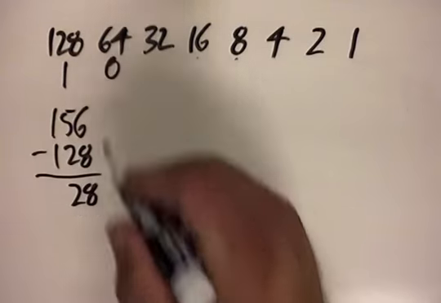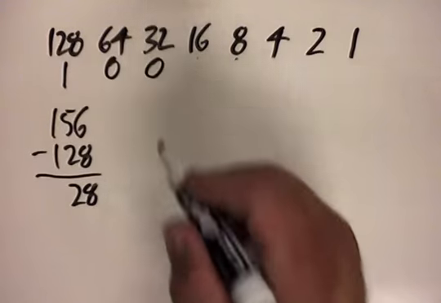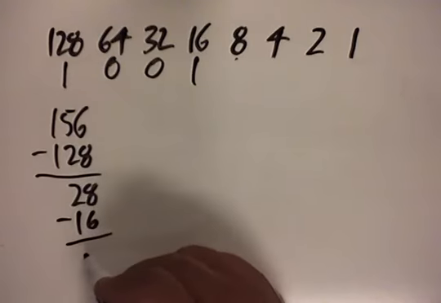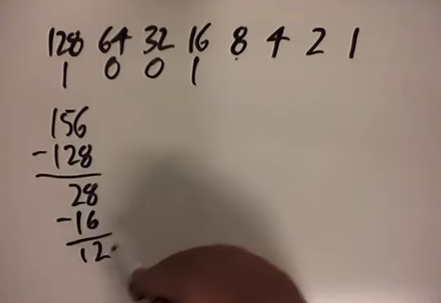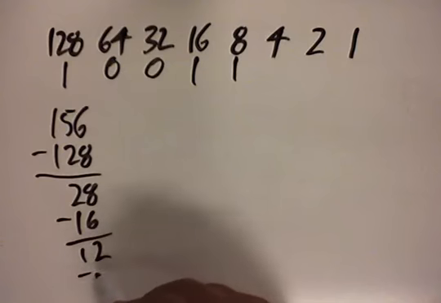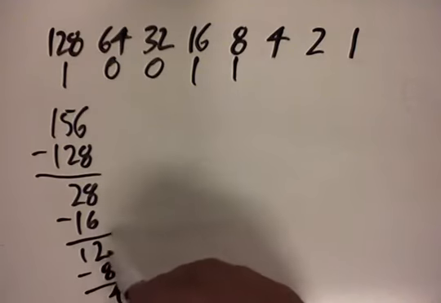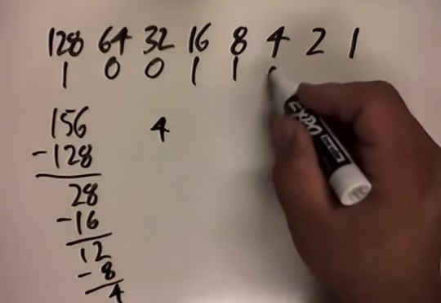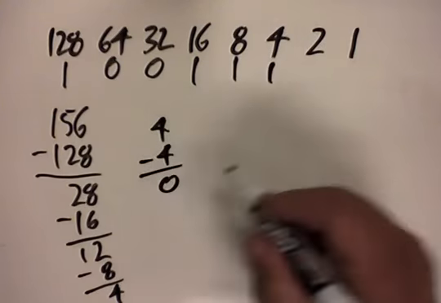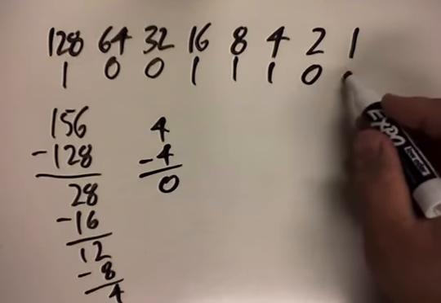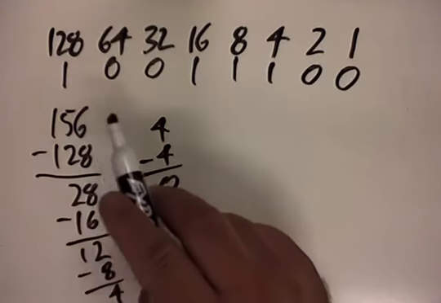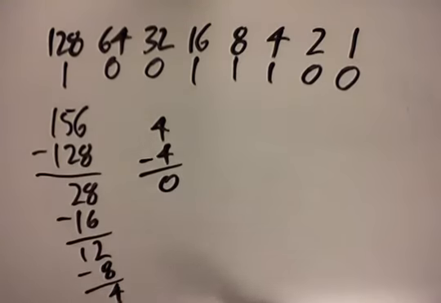So I can't subtract 64. I can't subtract 32. I can subtract 16. When I do that, I'm left with 12. I can subtract 8 from that. So when I do, I'm left with 4. 12 minus 8 is 4. So I'll transfer it up here. 4. I can subtract 4 from that. I'm left with 0. Don't leave these hanging. Put the placeholders in. So there would be my binary equivalent. 1, 0, 0, 1, 1, 1, 0, 0. There is my binary equivalent to 156.